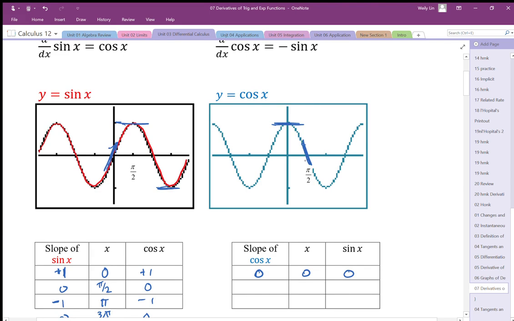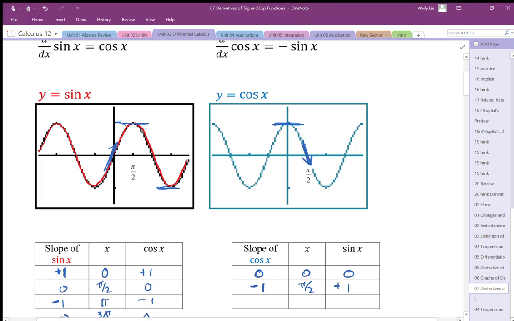At pi over 2, the sine is positive 1, and with the negative, well, that must be negative 1 as well. So at pi over 2, the slope of the cosine is negative 1. And the y coordinate at pi over 2 is positive 1. So they're the same but opposites. And that's what this is saying here. The slope of the cosine is the opposite of the y coordinate of the sine. So the slope is negative 1.